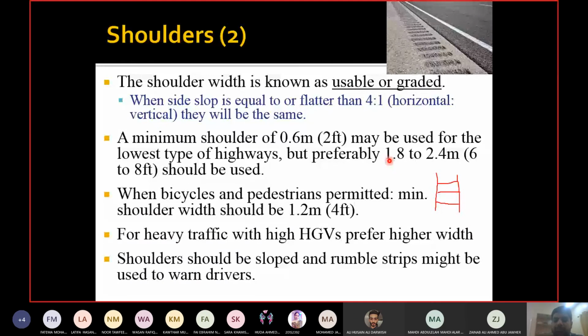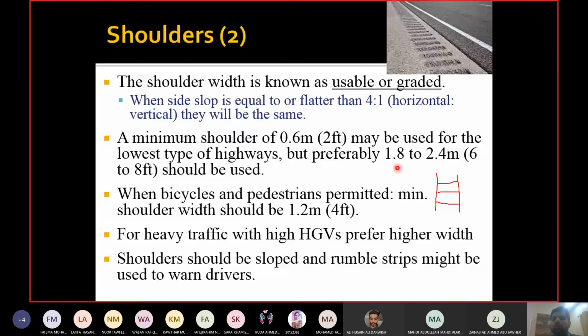They did not say anything about bicyclists and pedestrians. They did not say anything about heavy goods vehicles. Okay, if it was heavy goods vehicles, then we can go more than 2.4 meters as well. But since it is not given, I will just pick the highest from the recommended or preferable range. So I'll put 2.4 meters. Why? Because higher widths are for arterials or when you have HGVs. This is not an arterial and heavy vehicles are not mentioned. So I will just pick the highest value from the preferable range, which is 2.4 meters.